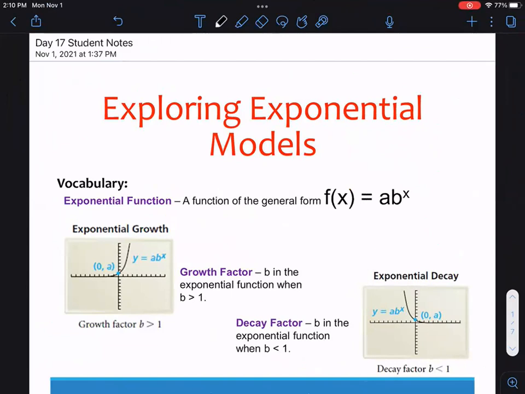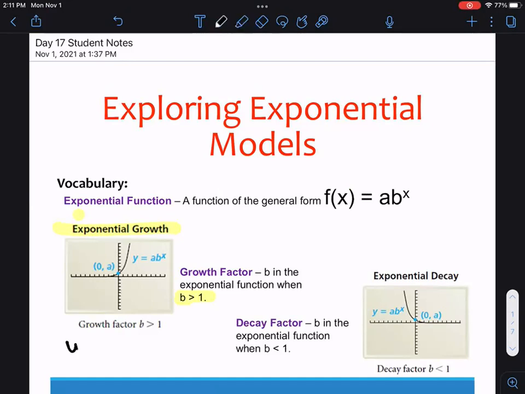So our vocabulary for today, an exponential function is a function in the general form a b to the x power, where a and b are being multiplied together. So there are two options here. We have exponential growth and we have exponential decay. So for exponential growth here on the left-hand side, exponential growth occurs when the b value is greater than 1.